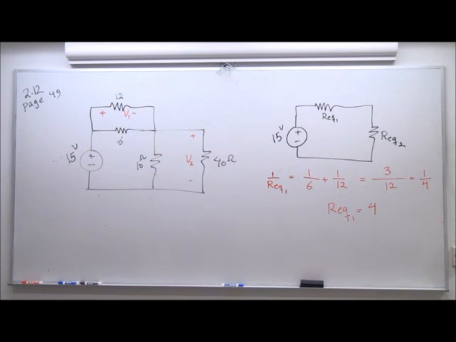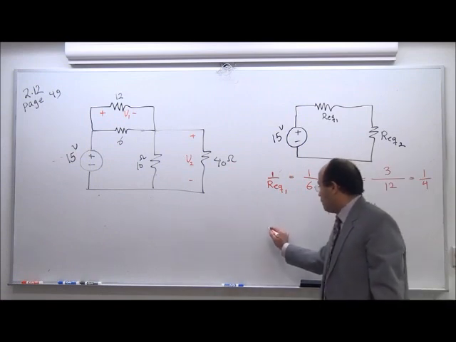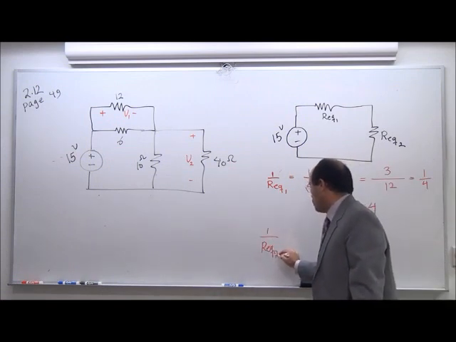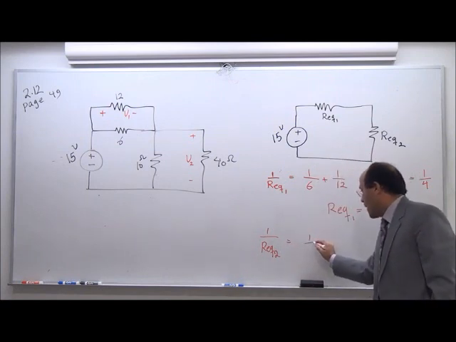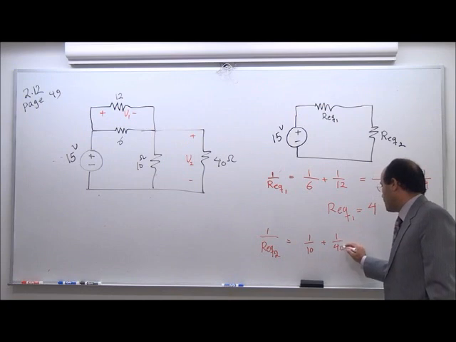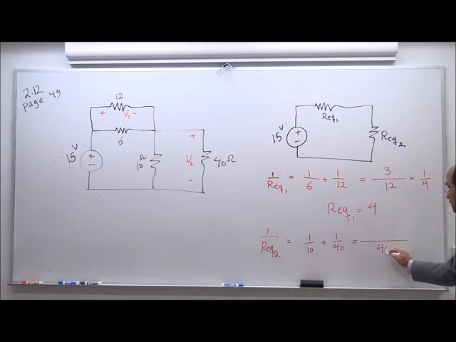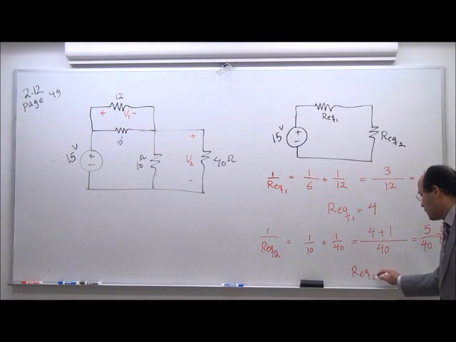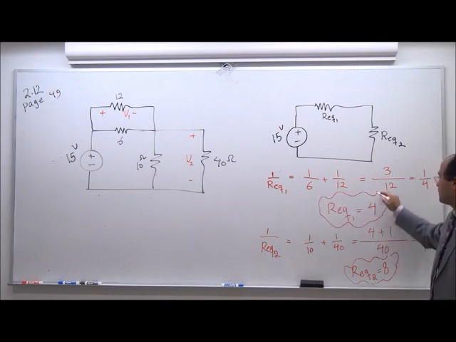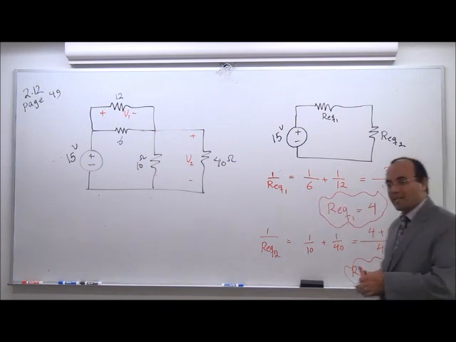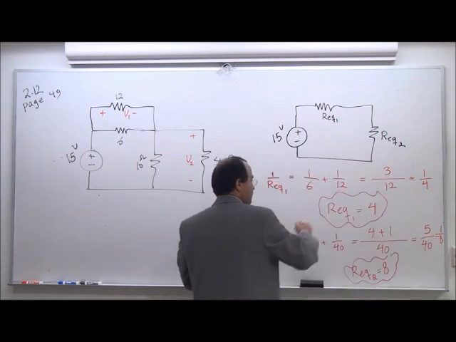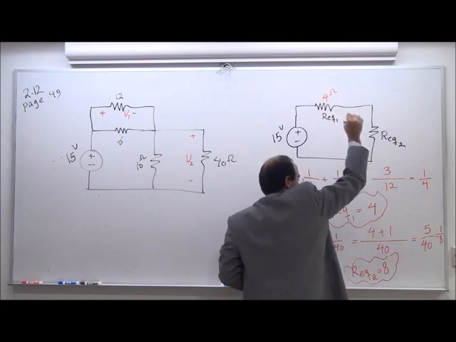Let's try this one more time for 10 ohm and 40 ohm. 1 over R equivalent 2 is equal to 1 over 10 plus 1 over 40. Let's do this simplification. It's going to be 40 divided by 10, which is 4. 4 plus 1 gives me 5. 5 divided by 40 gives me 1 over 8. And therefore R equivalent 2 is going to be 8 ohm. What did I find? I need you to play chess with me. This one is 4 ohm. This one is 8 ohm.